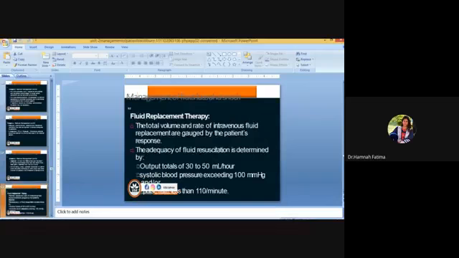Fluid replacement therapy: the total volume and the rate of intravenous fluid replacement are gauged by the patient's response. The adequacy of fluid resuscitation is determined by urine output of 30 to 50 ml per hour, systolic blood pressure exceeding 100 mmHg and pulse rate less than 110 per minute.